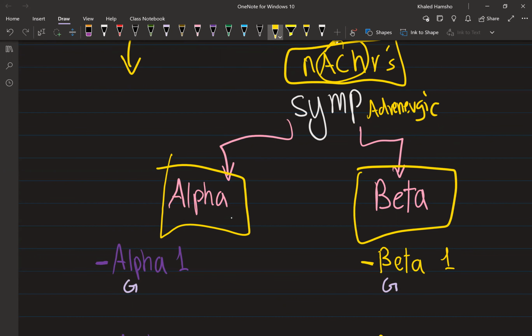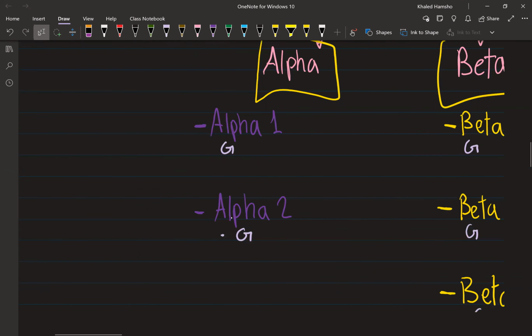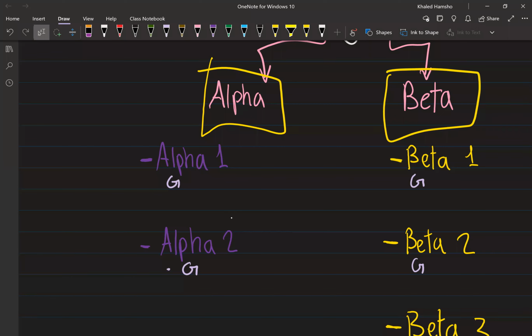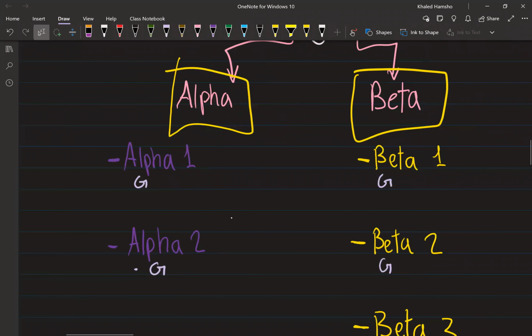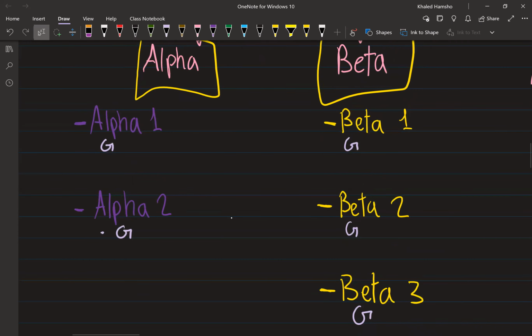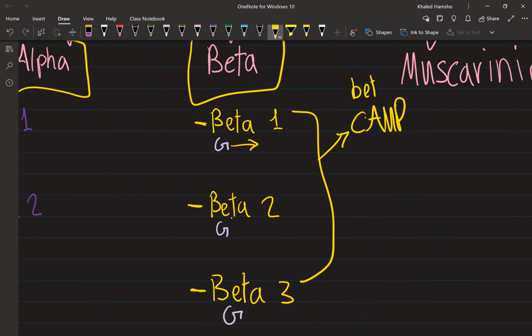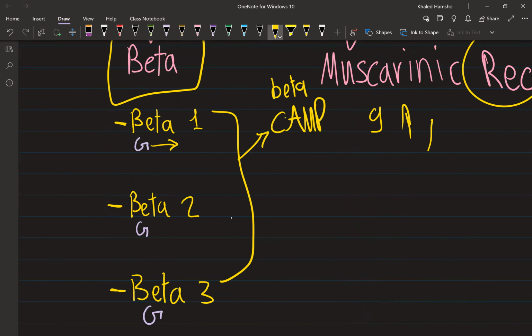Now, the difference between them is the action. I'll discuss the action for each one in just a second. A general rule of thumb, if you remember G proteins and all of that, I'll quickly summarize it. All beta receptors have elevation of cyclic AMP. They use cyclic AMP, like the G protein thing. Remember where cyclic AMP goes up?